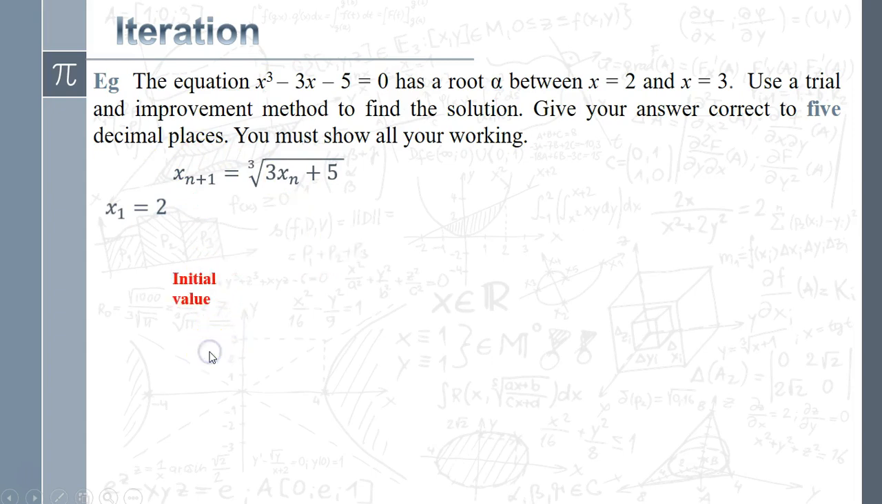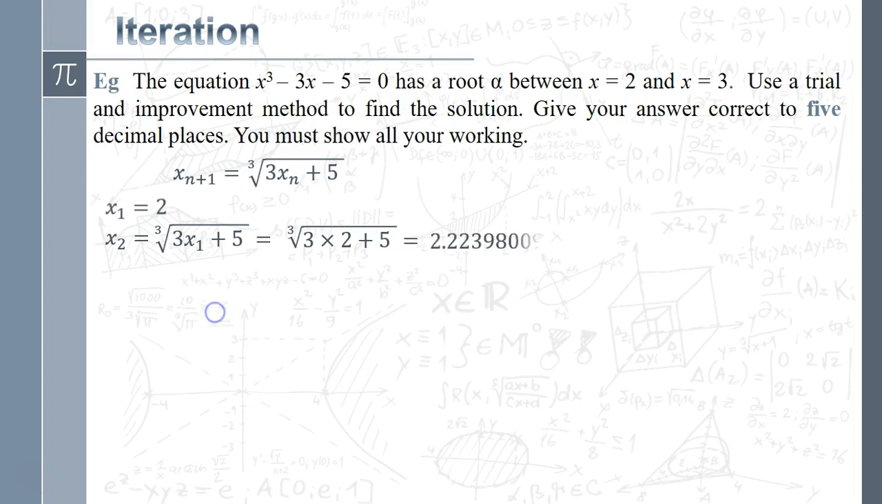So here we go. We've got our initial value, x1, so x2 is therefore going to be this thing here with our value for 2 substituted in there. So let's do that. So it's the cube root of 3 times x1 plus 5. We know x1 is 2. Sub it in. Whack it into our cube root. There's our answer. And so now what we're going to do is say, well, x3 is going to be the cube root of 3 lots of x2 plus 5.